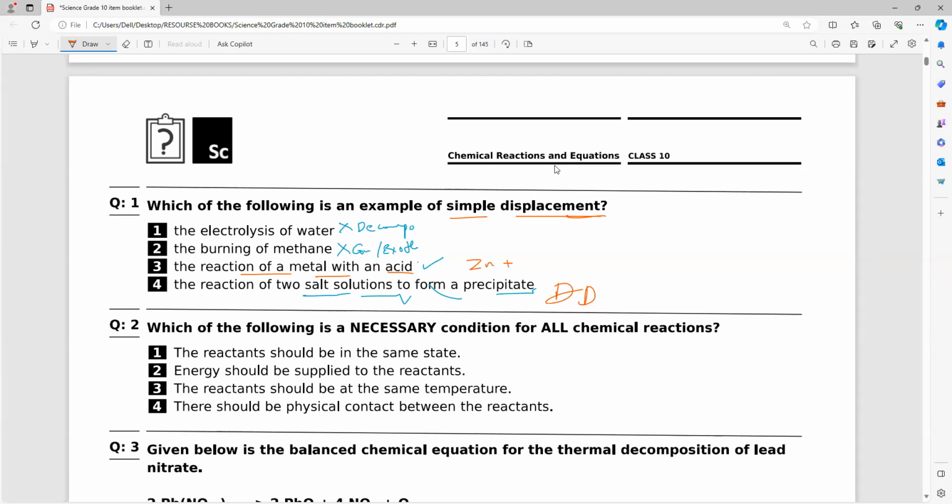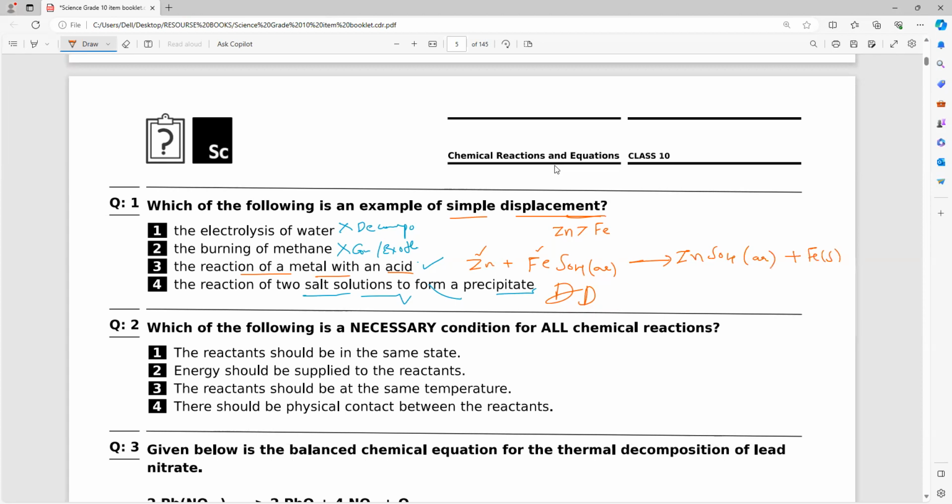In displacement reactions, only this is very popular. Zinc is reacting with FeSO4. So what will happen, everybody? Zinc is a free metal, Fe is in a combined state. So who is more reactive? Zinc is more reactive than iron. So is the displacement reaction carried out or not? Yes or no? Yes. So zinc sulfate plus iron will come.